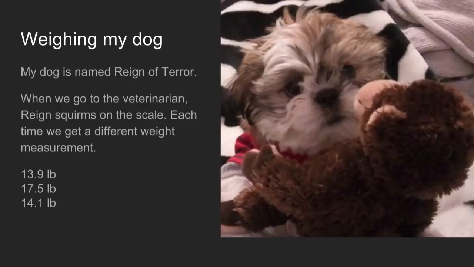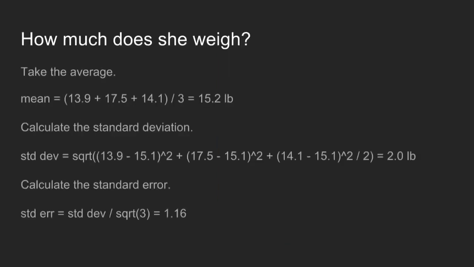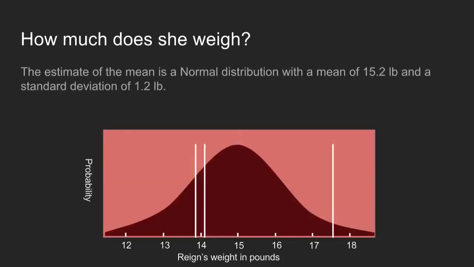So if you've ever taken a statistics class before, you know you can take these measurements, add them up, get the average, 15.2 pounds. You can calculate the standard deviation of these three measurements and also the standard error and come up with a 1.16 pound standard error, which when you show it graphically, this red curve now shows the belief that results from those three measurements, the distribution.